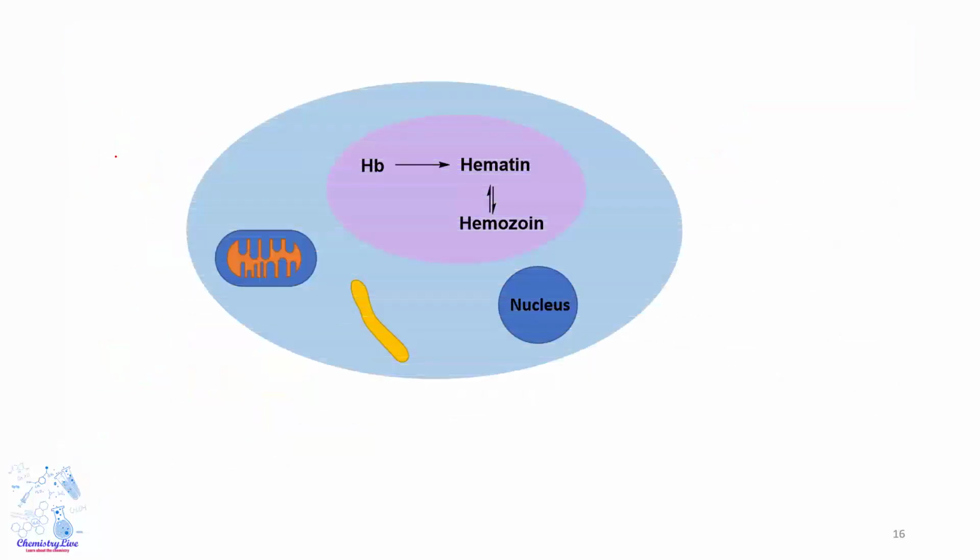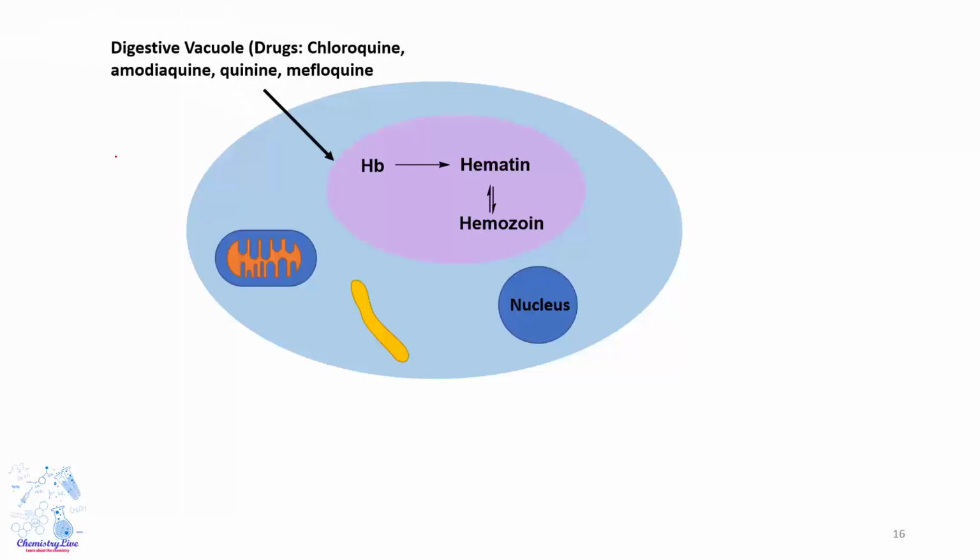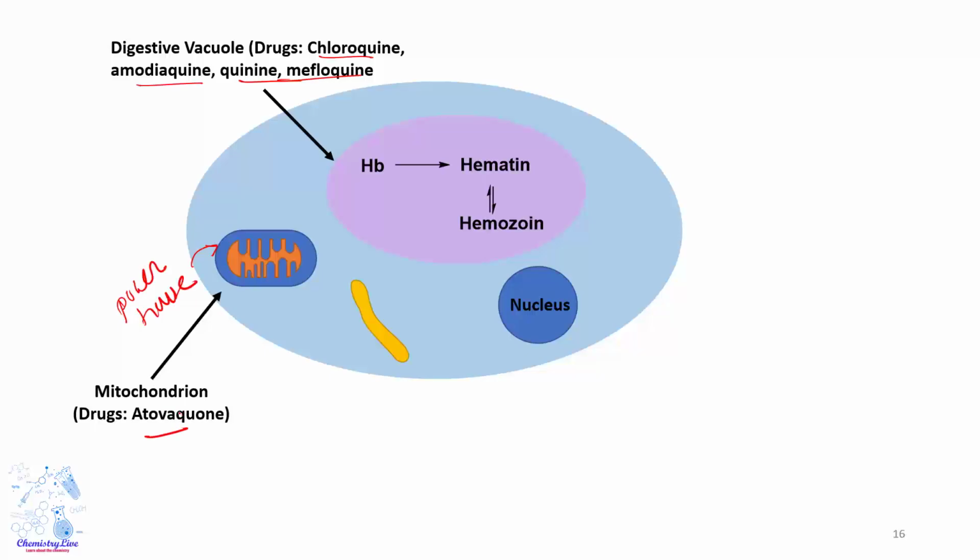So here we'll take a look at something with a little bit of stuff, where I drew one diagram of a cell, and here we see what happened and which kind of drug is useful in that sense. See here, the digestive vacuole. In the digestive vacuole, the drugs chloroquine, amodiaquine, quinine and mefloquine are useful. If we talk about the mitochondrion, it is the powerhouse of the cell. So atovaquone is useful: it stops the working of the mitochondrion and kills the parasite.